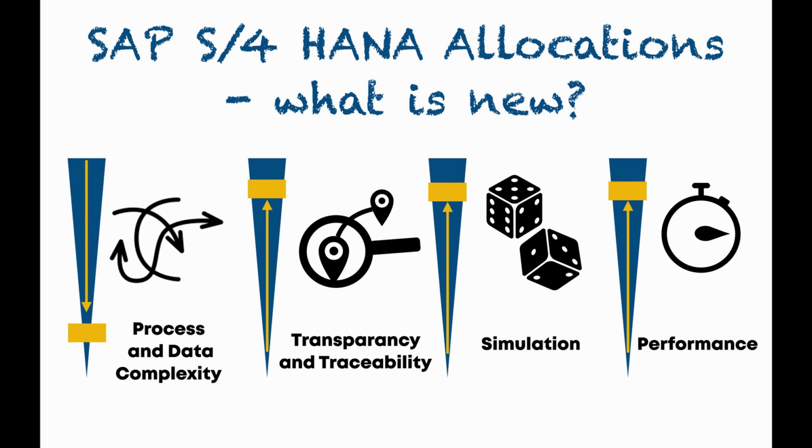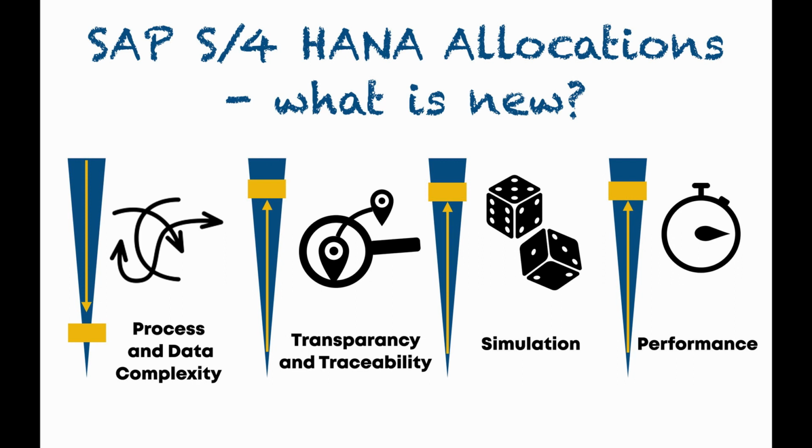The universal allocation functions are called universal as they allow allocations and distributions of plan as well as actual data for both cost centers and profit centers and different ledgers. All this only from two central apps. This is a significant simplification compared to SAP ECC processes spread over multiple transaction codes.